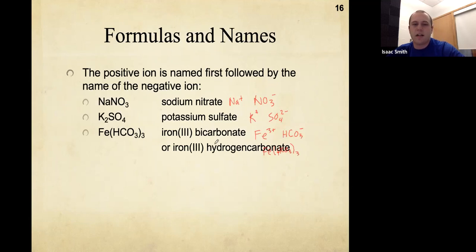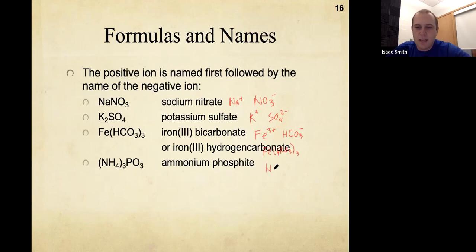Okay, so this is hydrogen carbonate. Again, I said you can use bicarbonate or hydrogen carbonate, doesn't matter. All right, ammonium phosphite. Okay, so ammonium is NH4 with a positive 1 charge. And then we're combining 2 polyatomic ions here, right? Phosphite is going to be PO3 with a 3 minus charge.